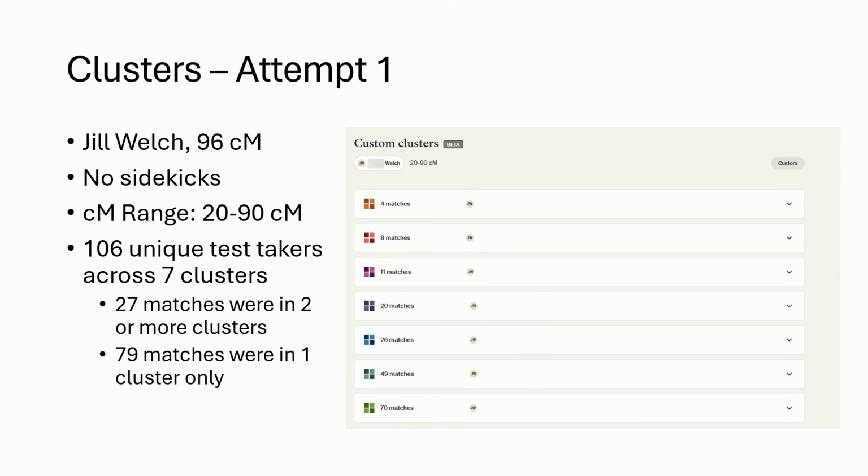There were 106 unique test takers across 7 clusters, and 27 of those matches were in 2 or more clusters. 79 of those matches were in just one cluster only. So that was interesting, and looking at all these clusters, I thought that was a pretty good result.